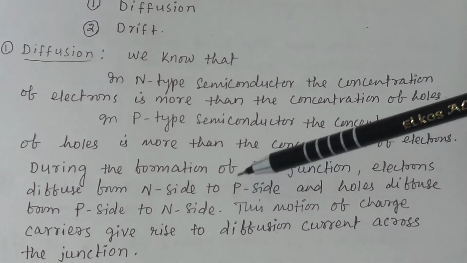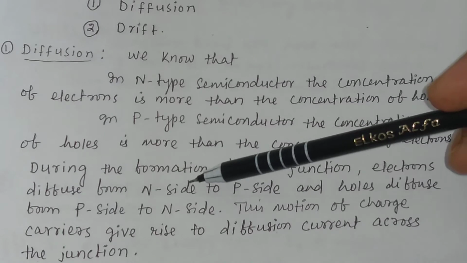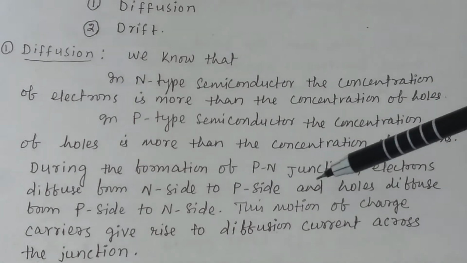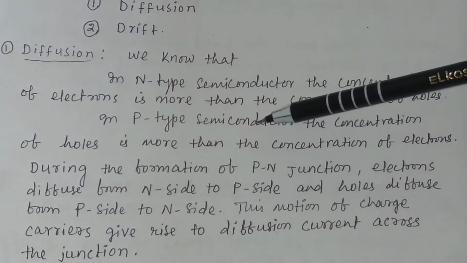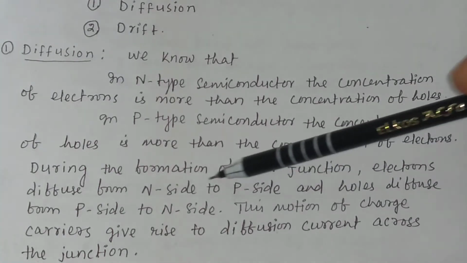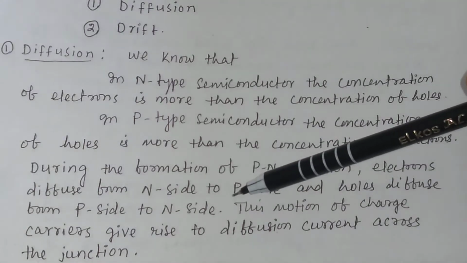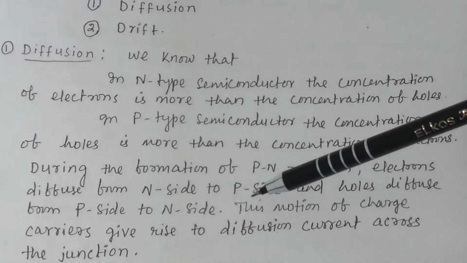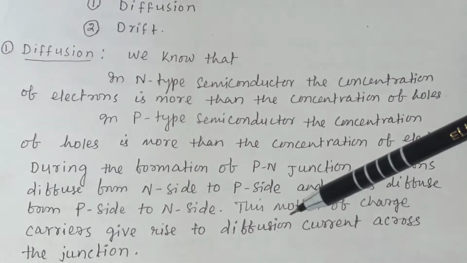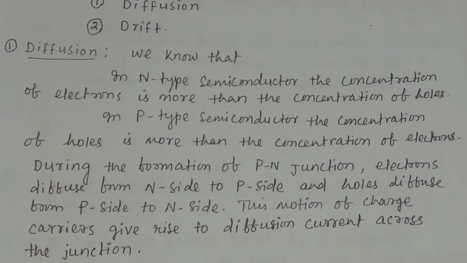Due to the concentration gradient, in N side you have more electrons and in P side you have more holes. So electrons will move, or diffuse, from N side to P side, and holes diffuse from P side to N side. This motion of charge carriers gives rise to a diffusion current across the junction.